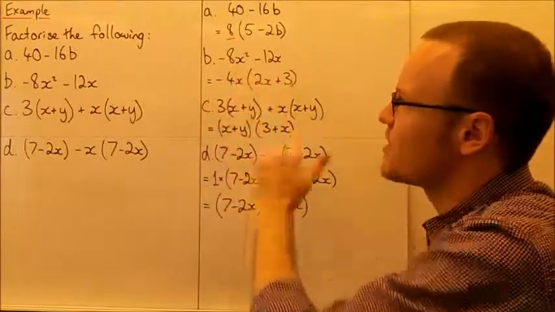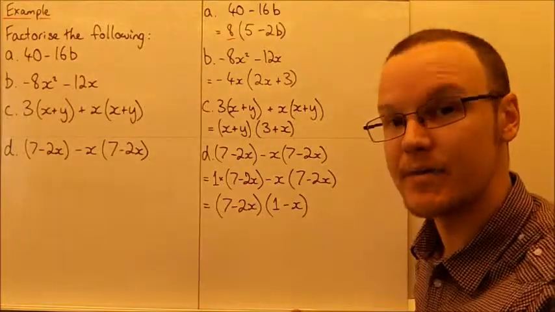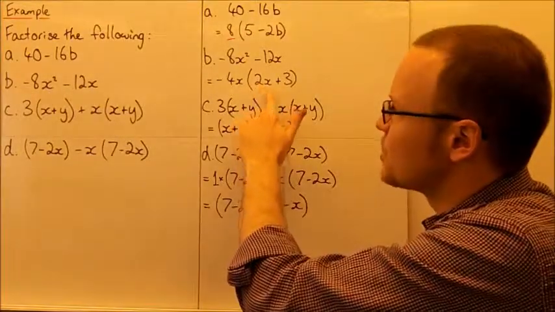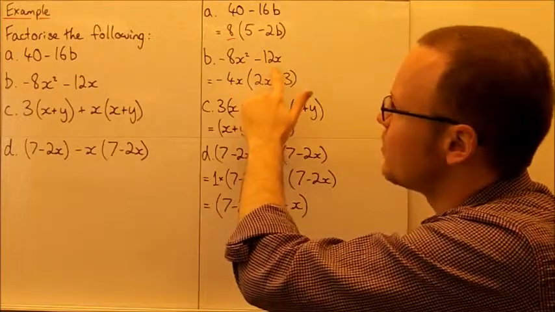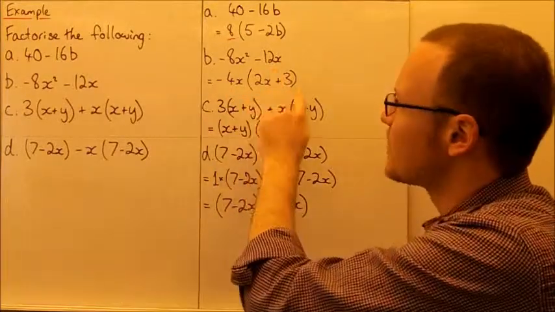So if we go minus 8x squared divided by minus 4x, we get a positive, because a negative divided by a negative is a positive. We get positive 2x, and negative 12x divided by negative 4x, once again it's going to be a positive, and we're going to get 3 for that.